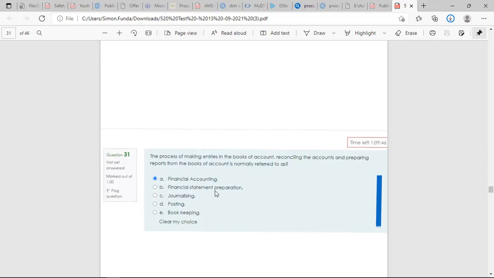So when you are preparing financial statements, it's just part of financial accounting. Journalizing is just part of financial accounting. Posting is also part of financial accounting. Bookkeeping is also part of financial accounting. So all these are stages in financial accounting. No wonder financial accounting qualifies to be the answer for this question.